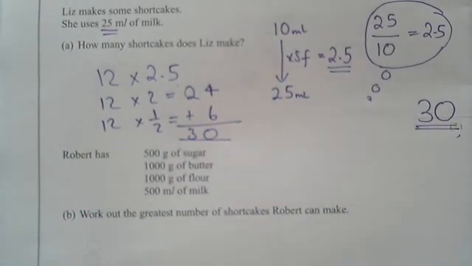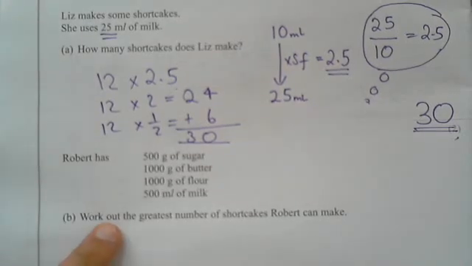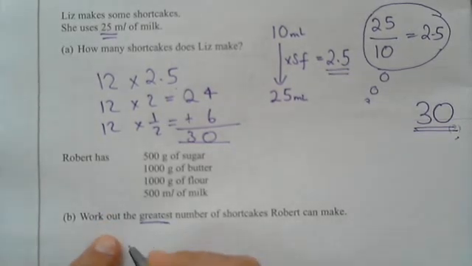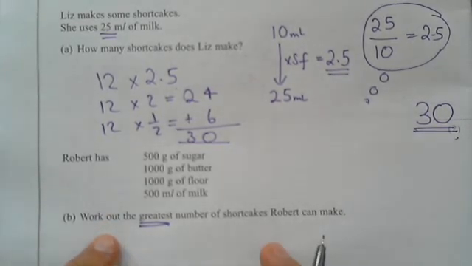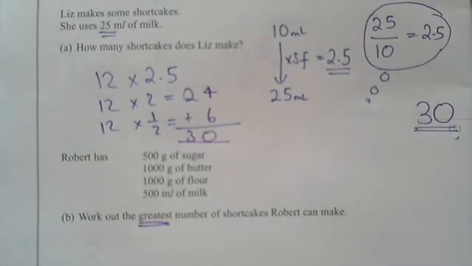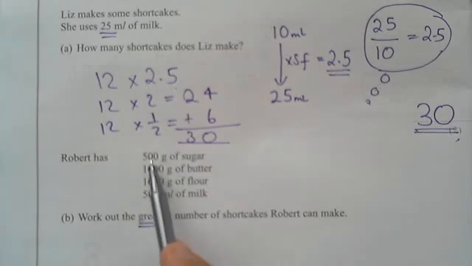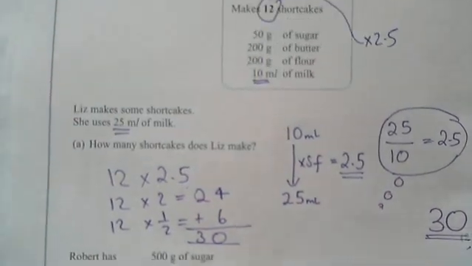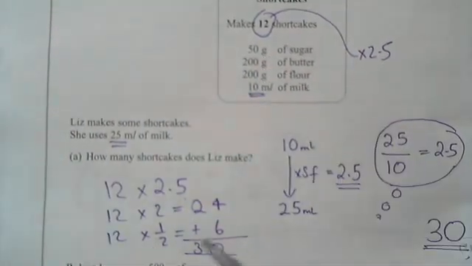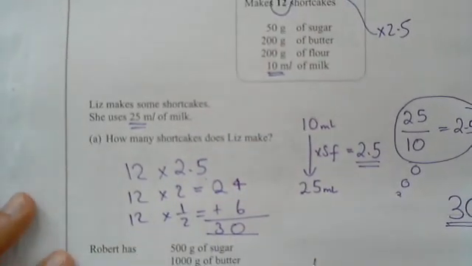Now it says Robert has 500 grams of sugar, 1000 grams of butter, 1000 grams of flour, 500 milliliters of milk. Work out the greatest number of shortcakes Robert can make. This question requires much more thinking because we've got all different amounts of scale factor. So from 50 to 500. So let's do them one by one.